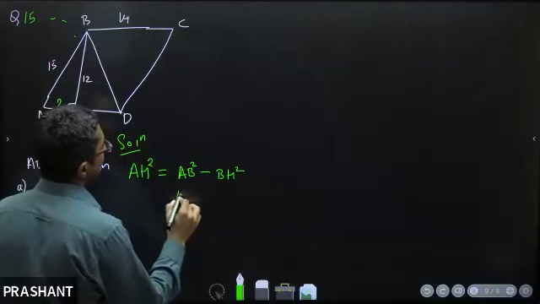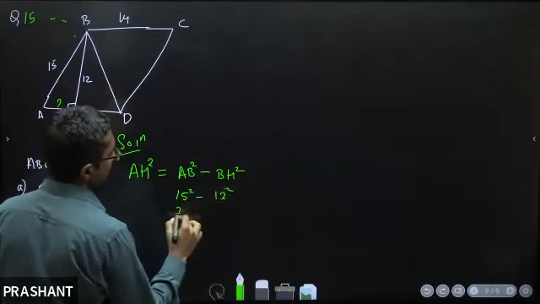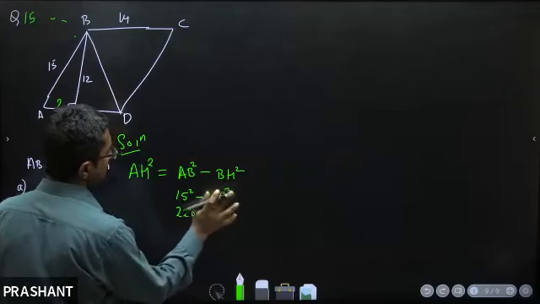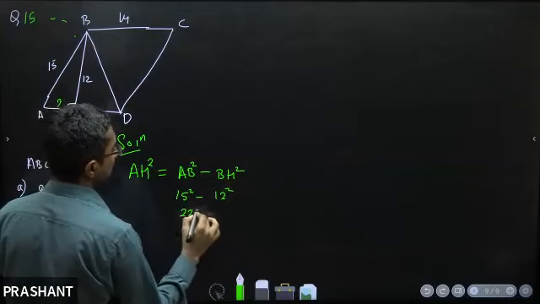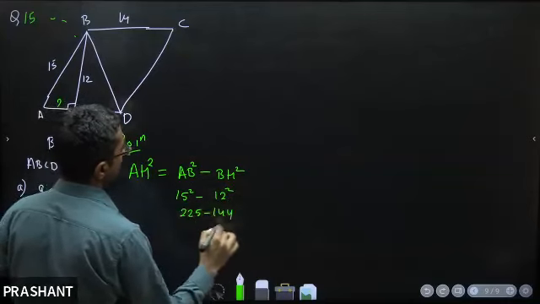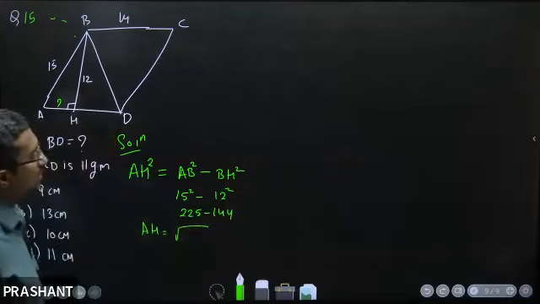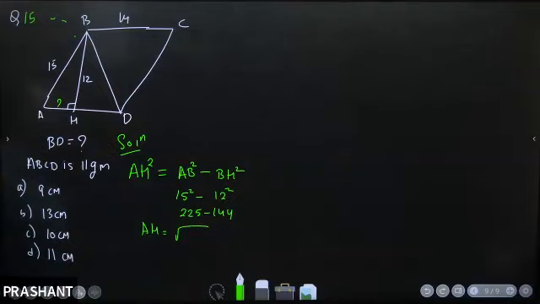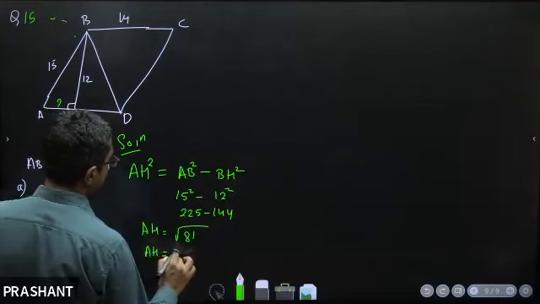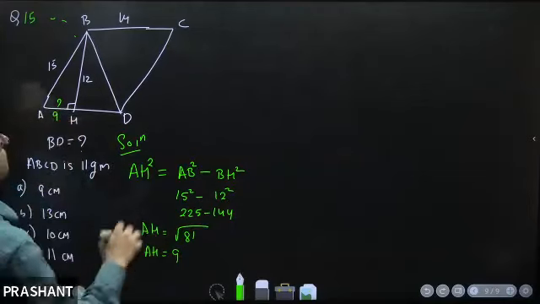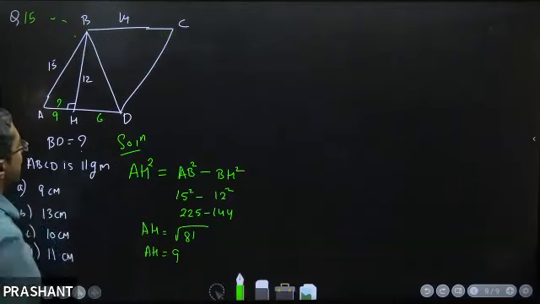So that is 15 square minus 12 square. So 15 square is 225 minus 144. So AH कितना आ रहा है आपका? Root of 81, that is 9. So AH is 9. Now this is a parallelogram, the opposite sides are equal. So 14 and 9, so this is your 6.